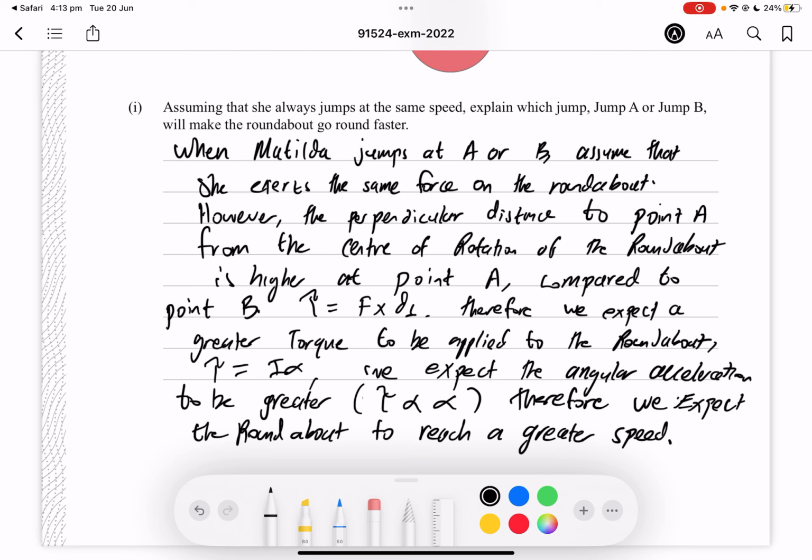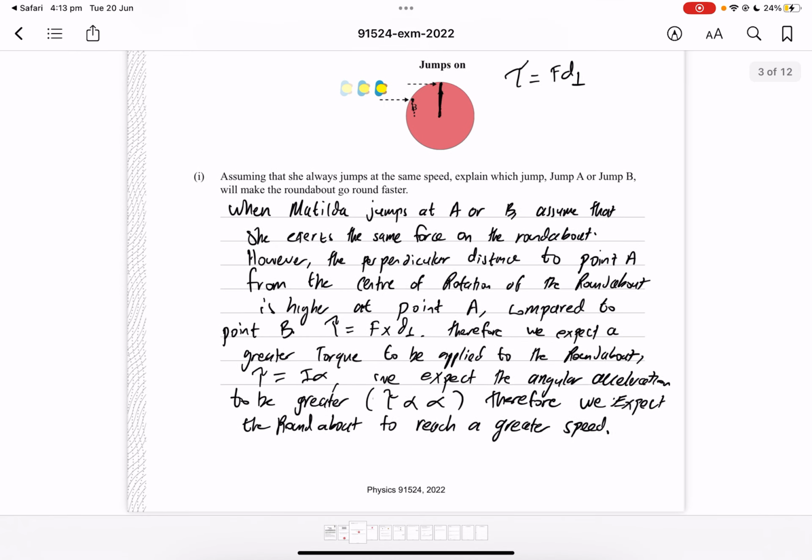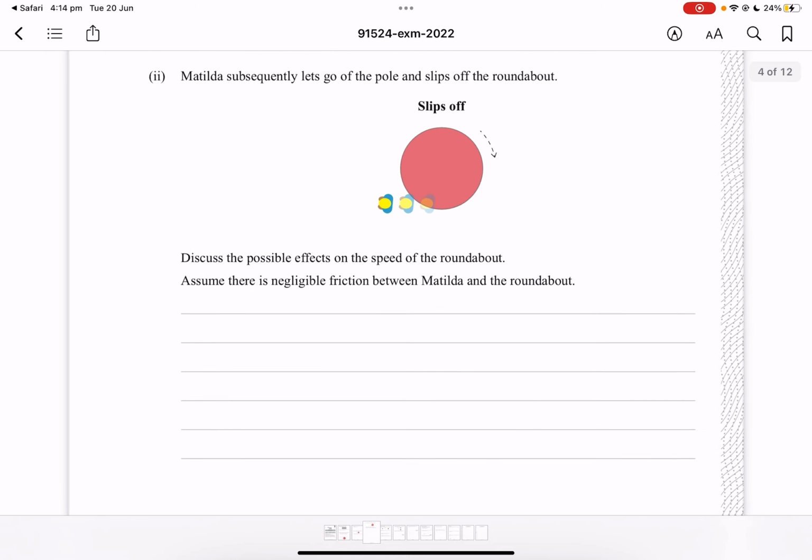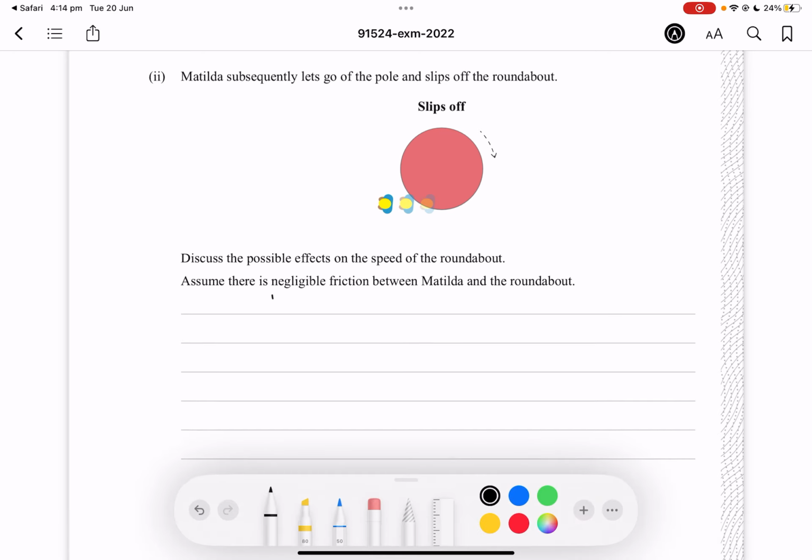Alright, so that should be all the points we need to cover for part I. And we'll move to part II first, since the grading for this question depends on both parts. So Matilda subsequently lets go of the pole and slips off the roundabout. We'll discuss the possible effects on the speed of the roundabout and assume there's no friction. So when you see negligible friction, that just tells you this.